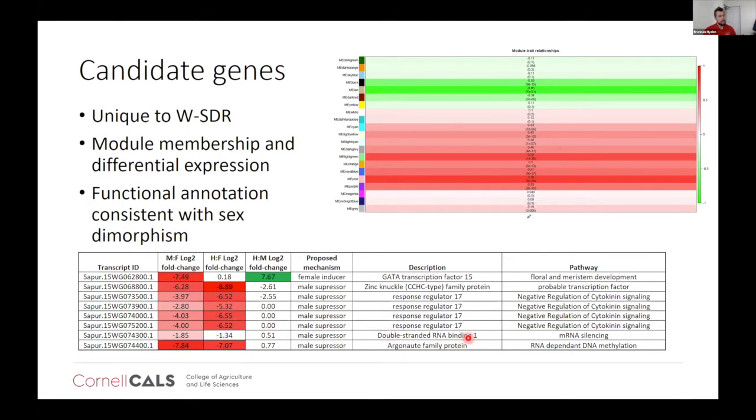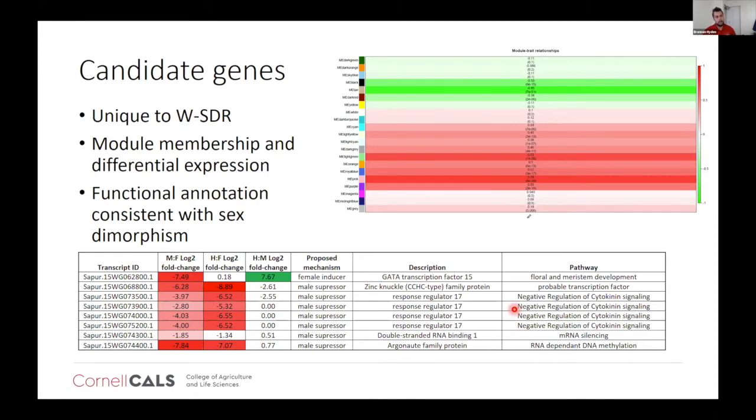There are also this DRB1 and Argonaute4 genes. These are both involved in transcription regulation through RNA silencing and RNA and DNA methylation. And these are located adjacent to these ARR17 genes. And they're also, based on their relative monoecious to female to male expression, thought to be male suppressor genes as well. And then additionally, there is a zinc finger transcription factor, which isn't really characterized, but also has expression that would implicate it as being a possible male suppressor gene.